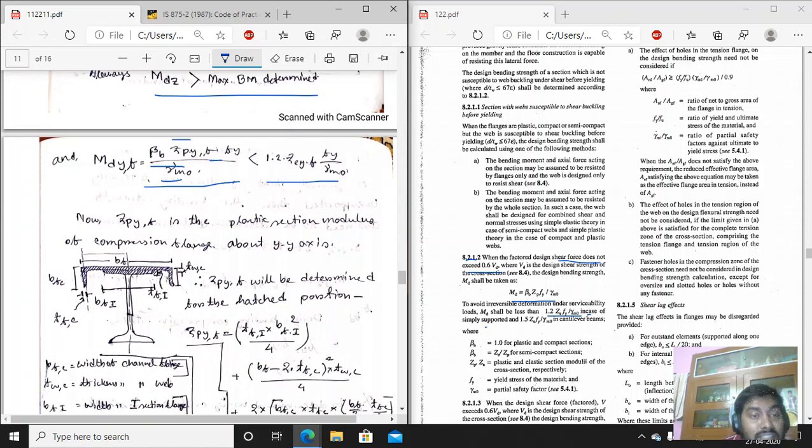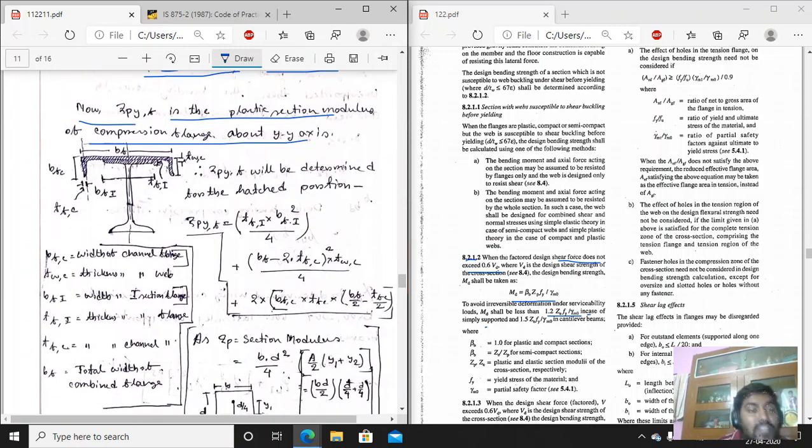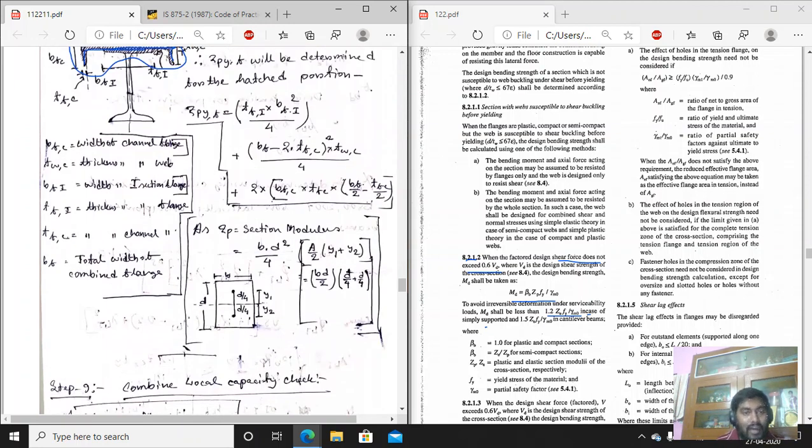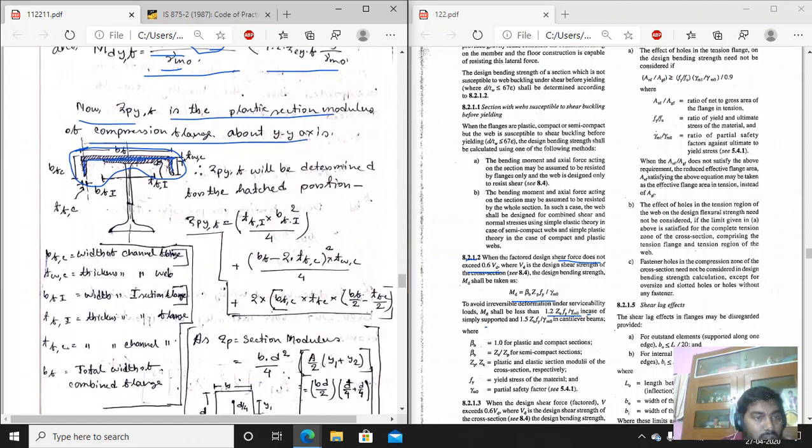Now coming to what is ZpYF. ZpYF is the plastic section modulus of the compression flange about the YY axis. What is the compression flange? This is one flange of the total I channel section, and this is one flange of the I section. So the Zp we have to determine now only for this section, not the total section. So let us see how to determine that. What is the formula? For your better understanding, I have written all that.